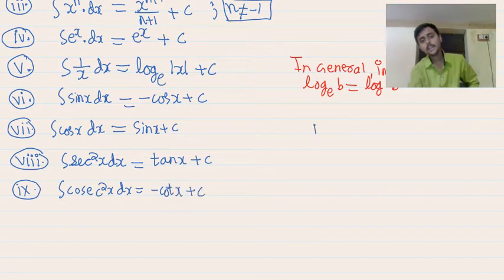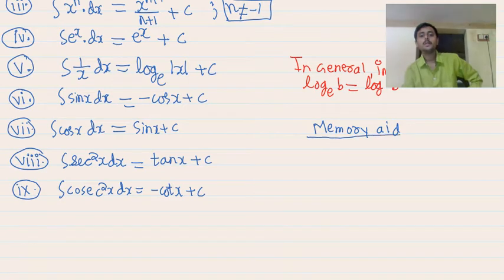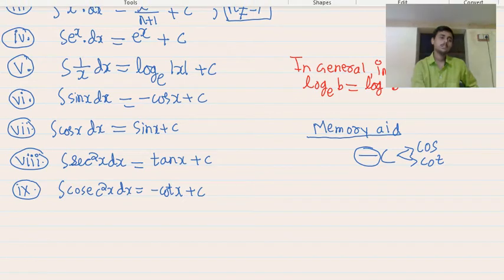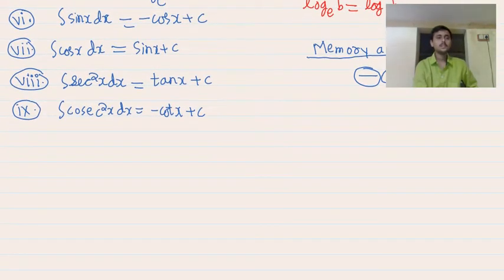Here's a memory aid. You must have noticed that some of these trigonometric functions have minus sign and some of them have plus sign. So how will you remember these? Please remember this memory aid. Whenever we have c as output, whether it's in cos or in cot, it's always accompanied by a minus sign. You can try to remember this if you can, or you can memorize the formulae directly.